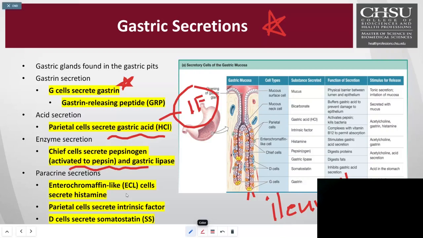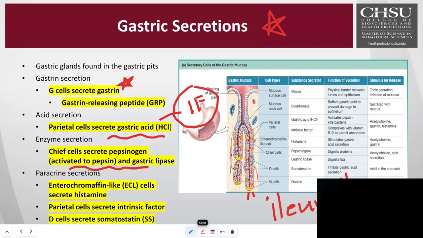And then we also have some gastric lipase, so the breakdown of lipids here. And then we also have the ECL cells. So on the chart on the board here, I wrote on the bottom left, enterochromaffin-like cells, and I have the signal molecule histamine in there. So histamine is that general compound that favors gastric acid secretion.